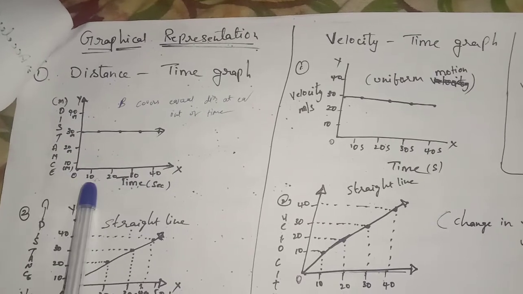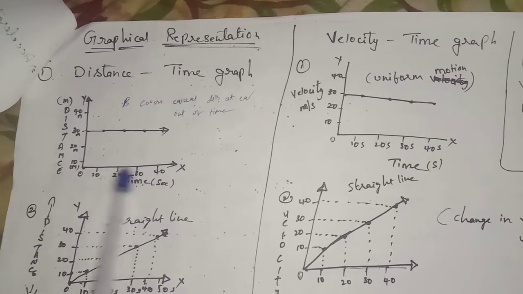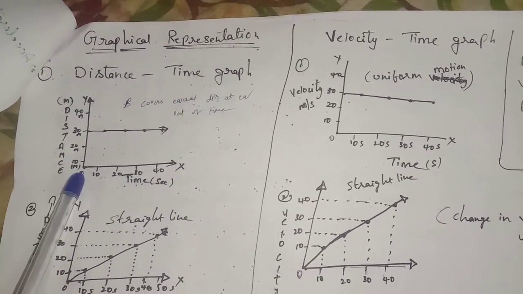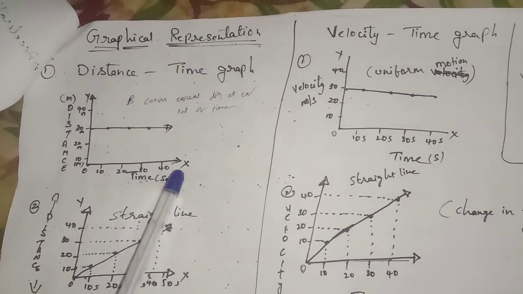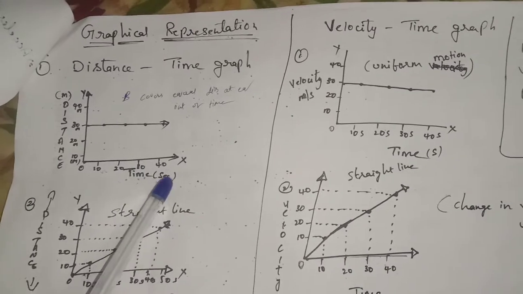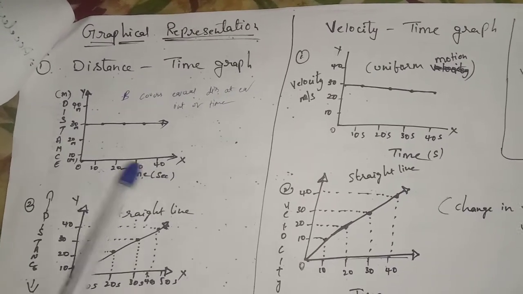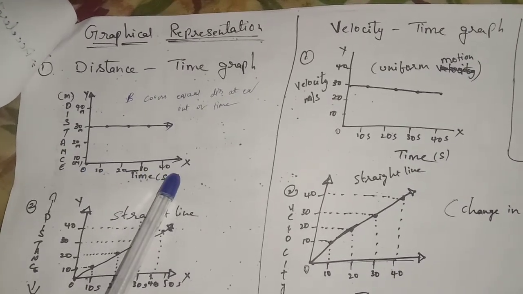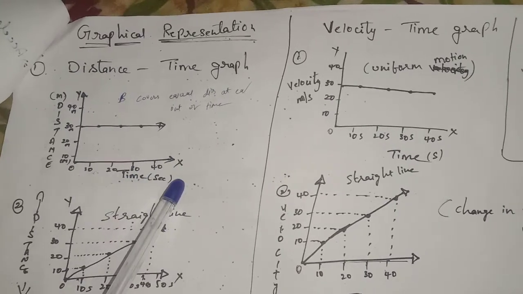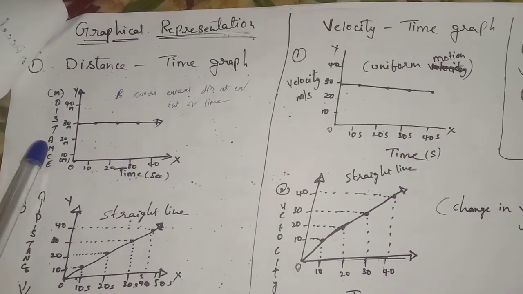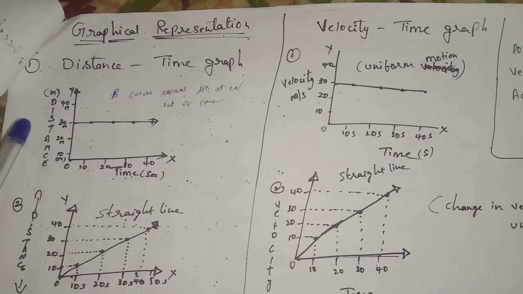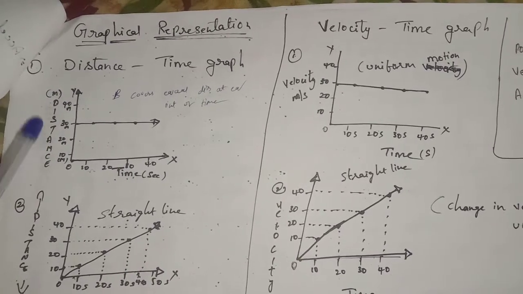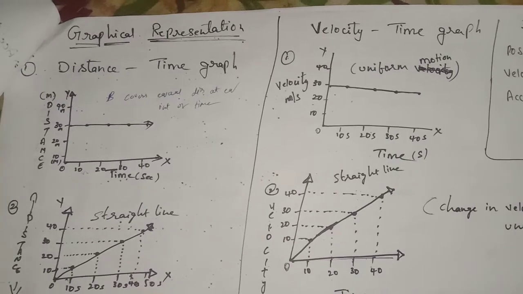So it will always have an x-axis and a y-axis. On the x-axis we will always represent time. Time will go by its own, so every time we will represent it on the x-axis. The other dependent quantities like distance, velocity, displacement, everything we will represent on the y-axis. Okay, now you see.